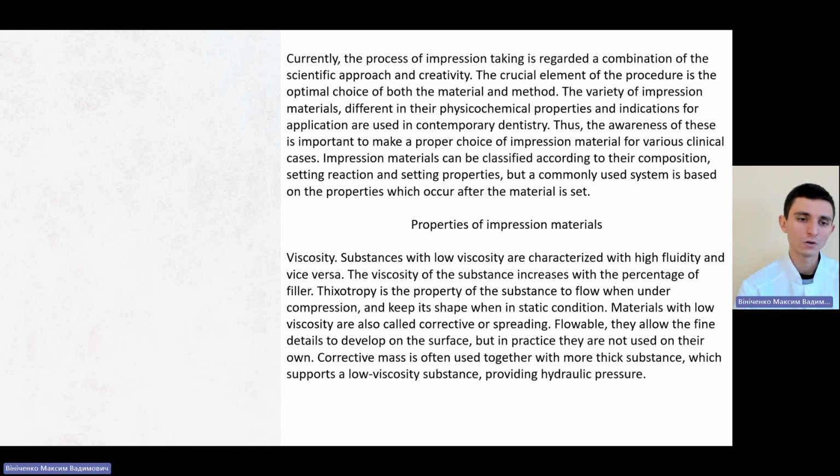Materials with low viscosity are also called corrective or spreading. Flowable, they allow defined details to develop on the surface, but in practice, they are not used on their own. Corrective mass is often used together with a thicker substance, which supports the low viscosity substance, providing hydraulic pressure.